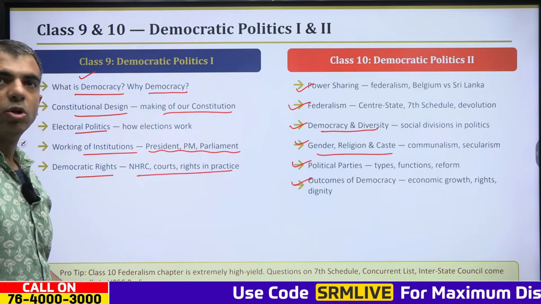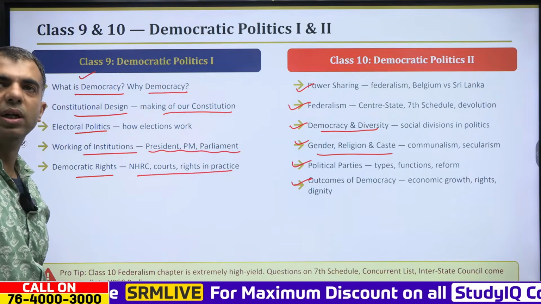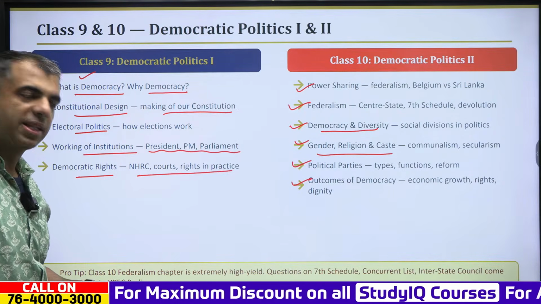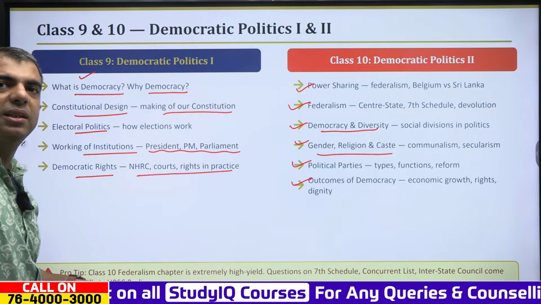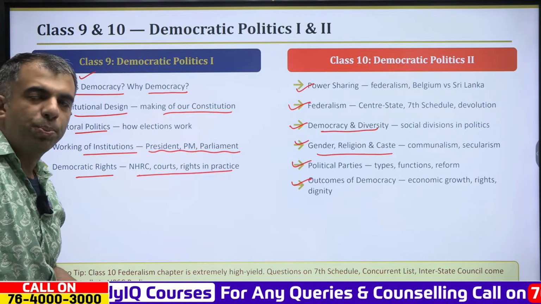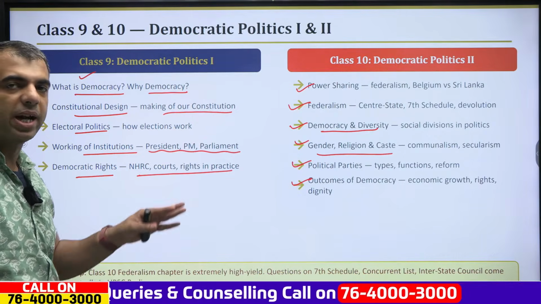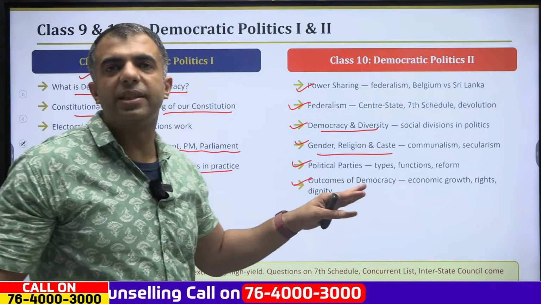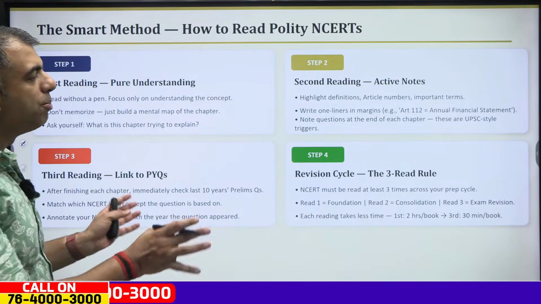Clear? So this class 10th federalism chapter is very, very important. Questions on the 7th schedule, concurrent list, and interstate council have been asked repeatedly by UPSC in the examination. So this class 10th federalism is very important, and recently statements have been picked from this topic. Clear? Next, what is the smart way to cover it?